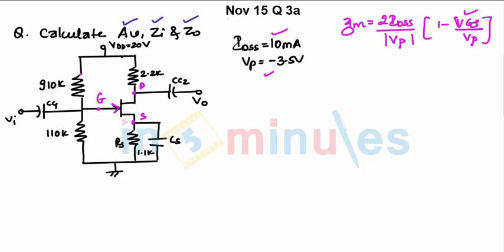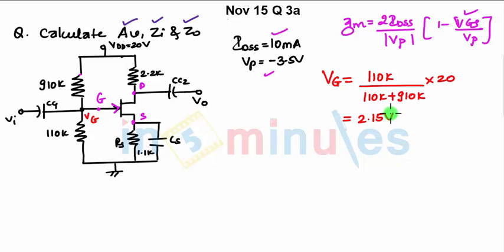Now for that we can find the voltage at the gate, that is VG, by the potential divider rule: 110K upon 110K plus 910K multiplied by 20. So this will give you VG as 2.15 volts.